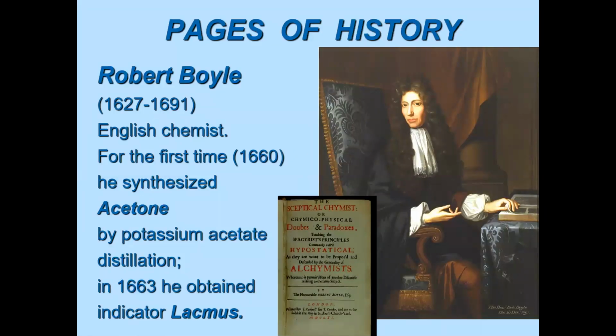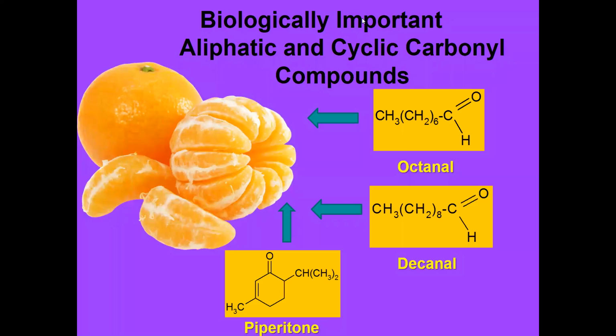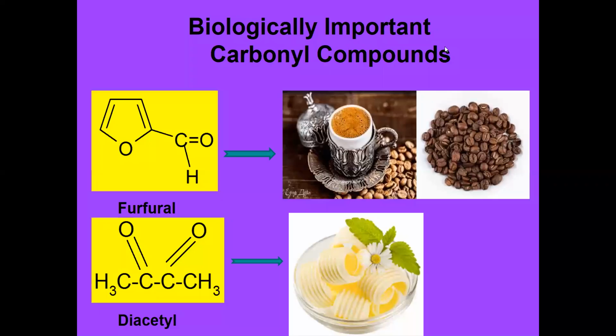Page of history, Robert Boyle, English chemist. For the first time he synthesized acetone by potassium acetate distillation. Biologically important aliphatic carbonyl compounds: formaldehyde, acetaldehyde, vinegar, acetone, a fermentation and metabolism product. Biologically important aliphatic and cyclic carbonyl compounds. Citrus fruits contain aldehydes and ketones: octanal, decanal, piperitone. Biologically important carbonyl compounds. Coffee contains furfural, butter contains diacetyl.